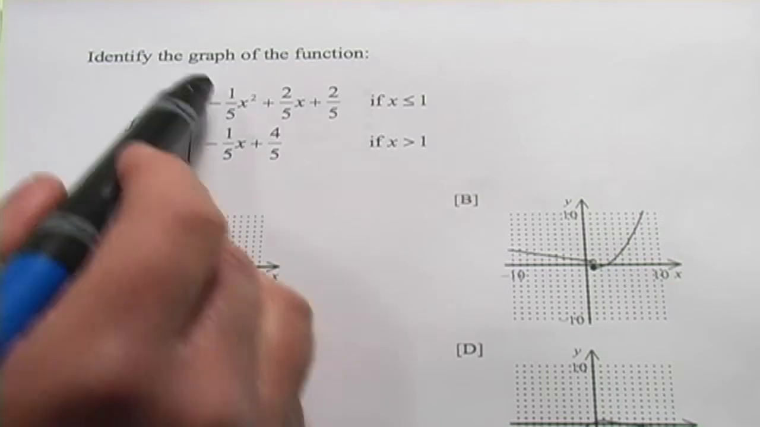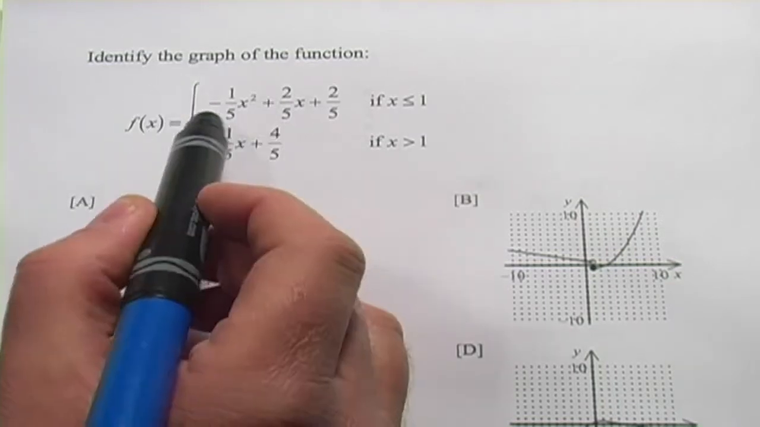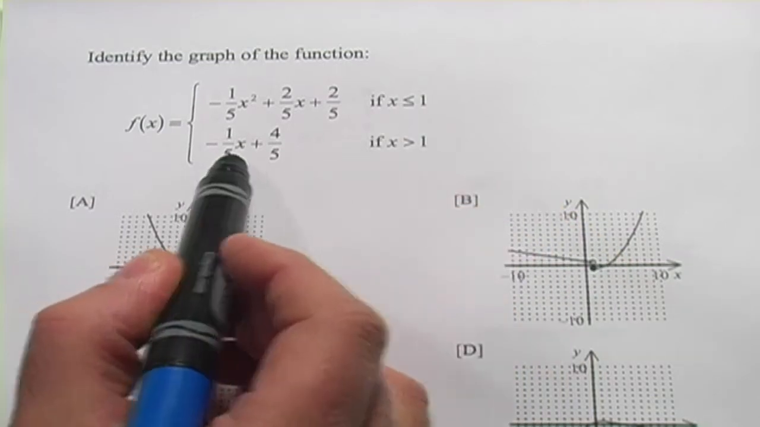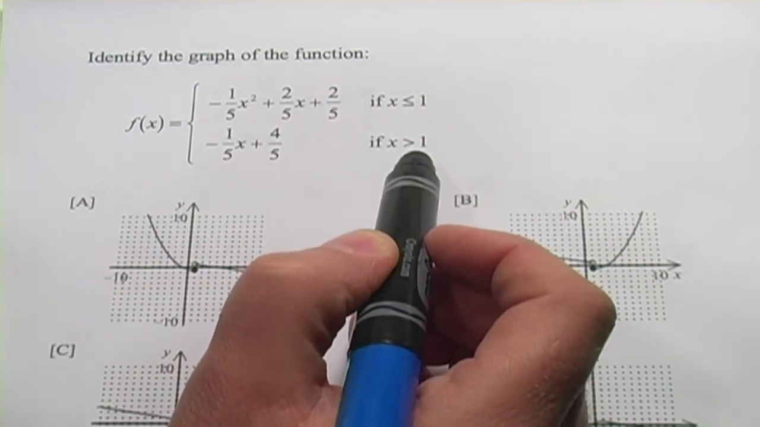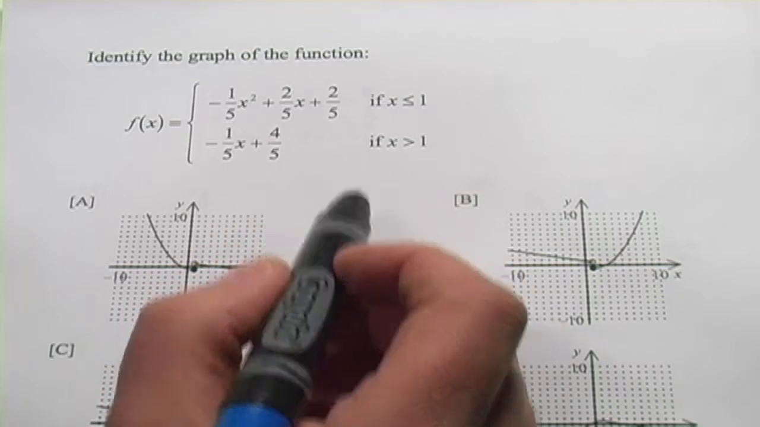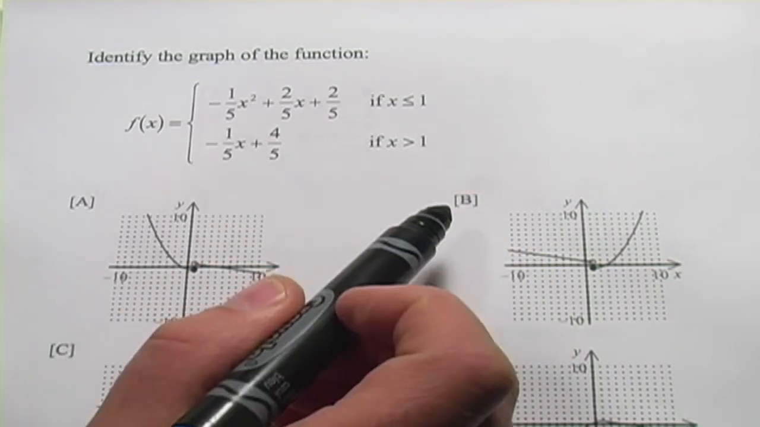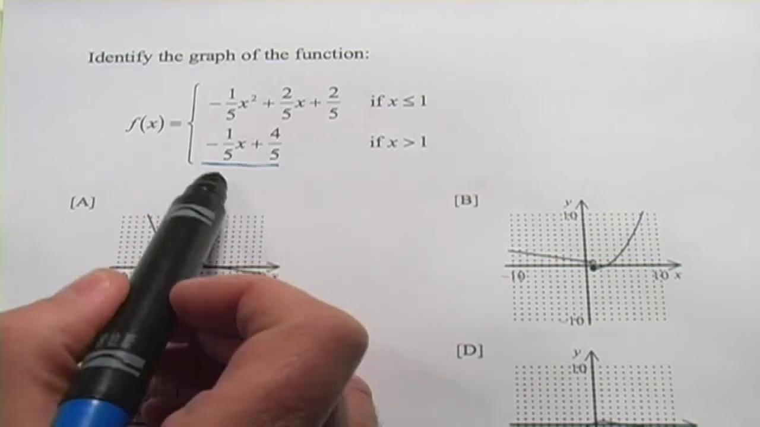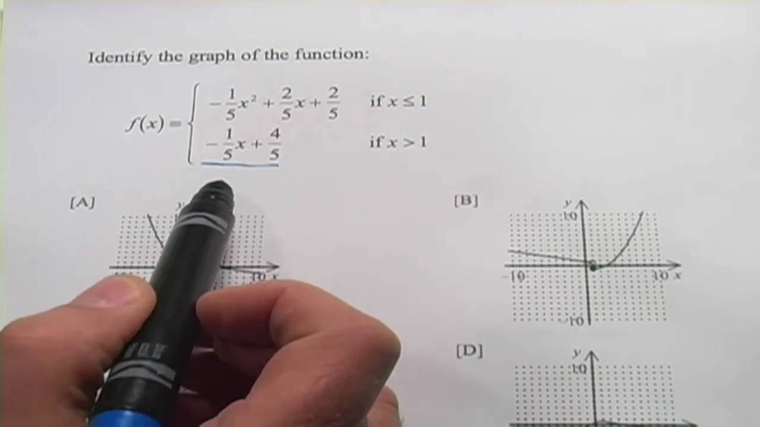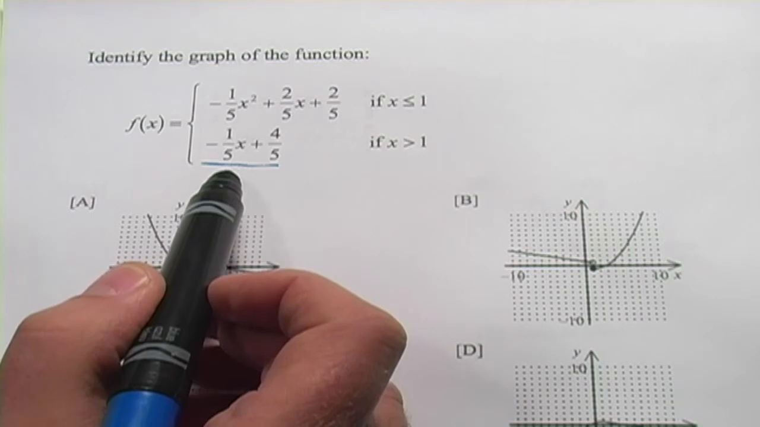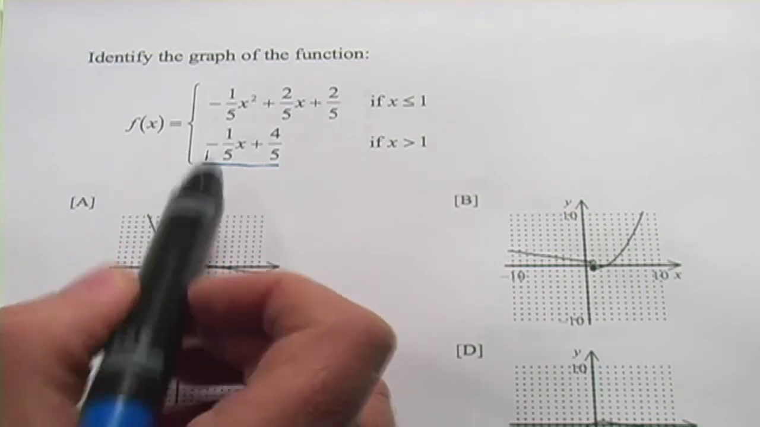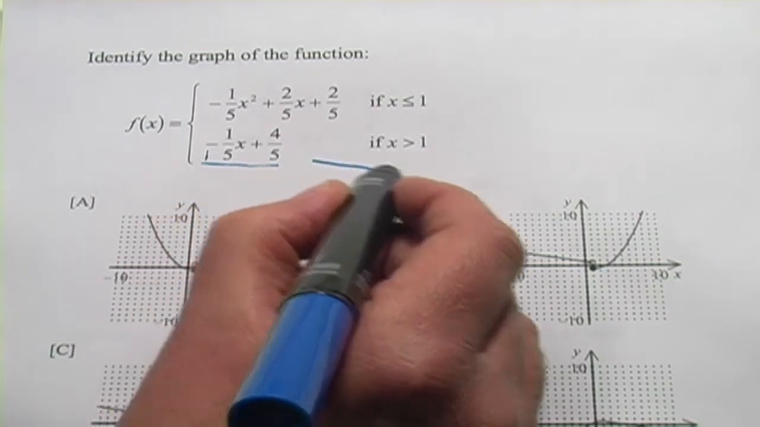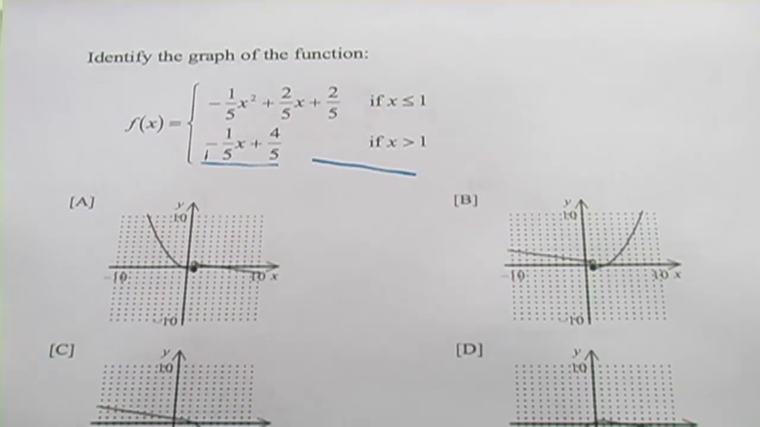It says f of x equals this thing when x is less than or equal to 1, and this thing when x is greater than 1. So on the half of the graph to the right of the line x equals 1, we're going to have this. If we just look at this, negative 1/5 x plus 4/5, that's a regular linear equation. It's got a negative slope here, a negative 1/5.